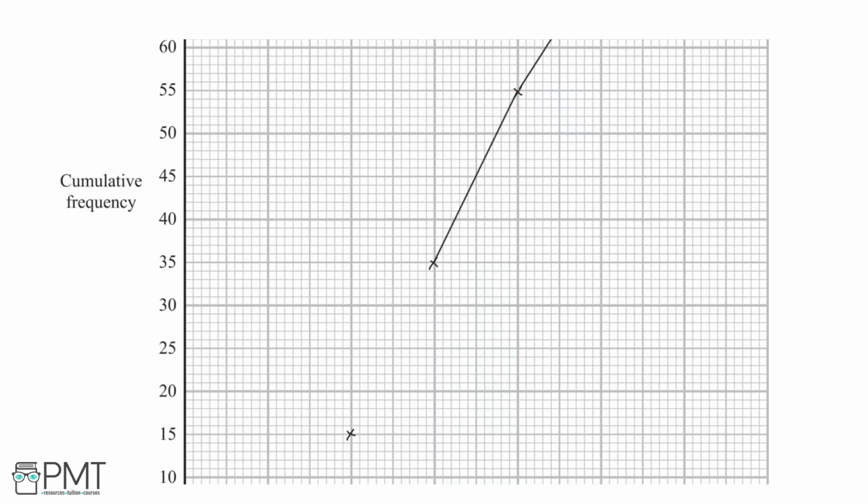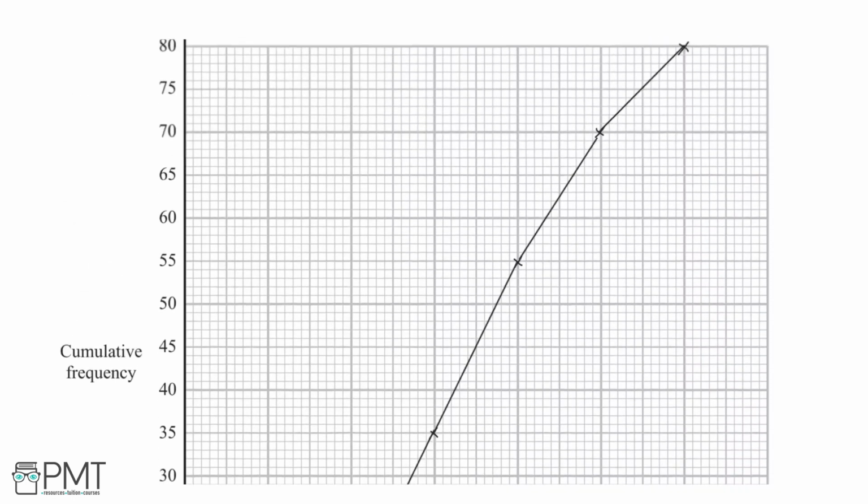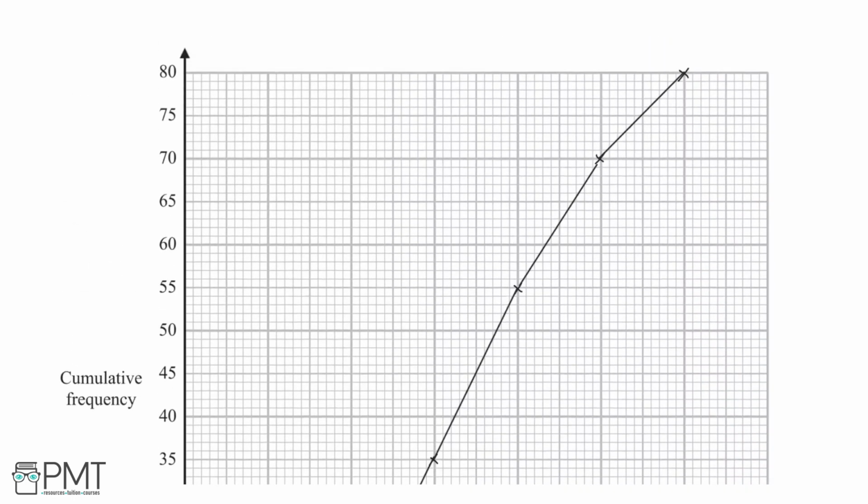Next one is to here. Yeah, that's pretty good. And then something like that. Yeah, that's pretty nice actually. So we have our cumulative frequency graph, drawn with straight lines. And obviously you can use curved lines if you would like. This part is worth 2 marks.